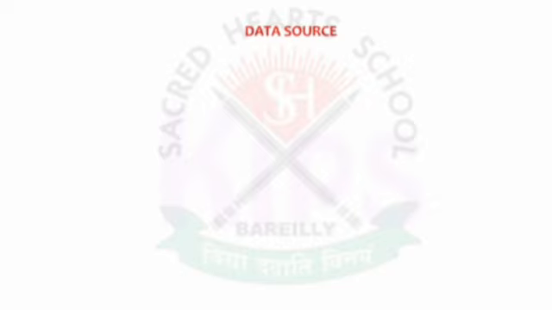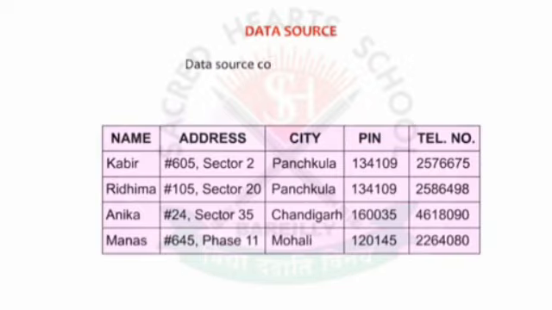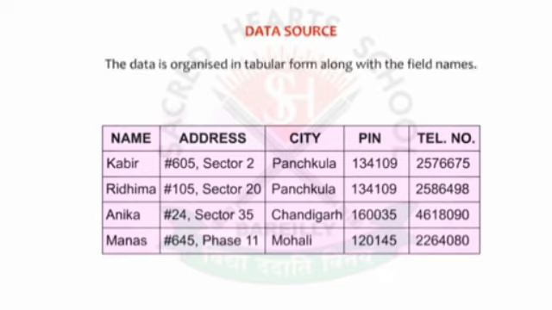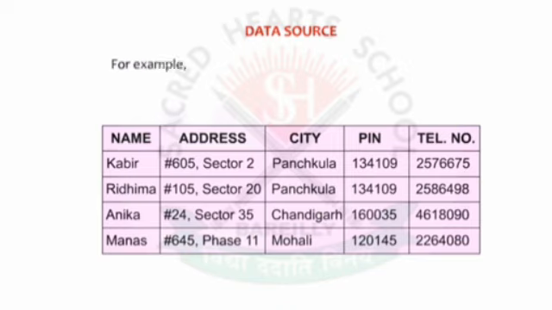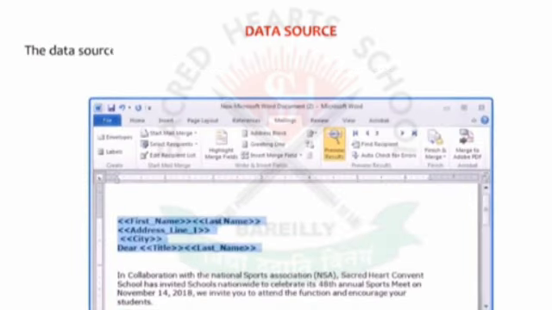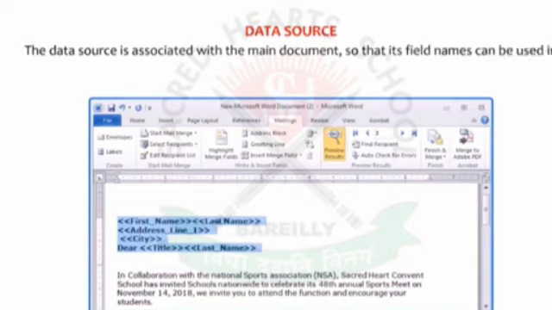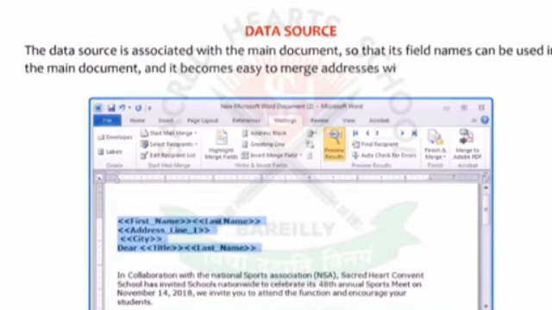Let us start with the data source. Data source consists of a mailing list. The data is organized in tabular form along with the field names. For example, name, address, city, PIN, telephone number, etc. The data source is associated with the main document so that its field names can be used in the main document, and it becomes easy to merge addresses with the main document.